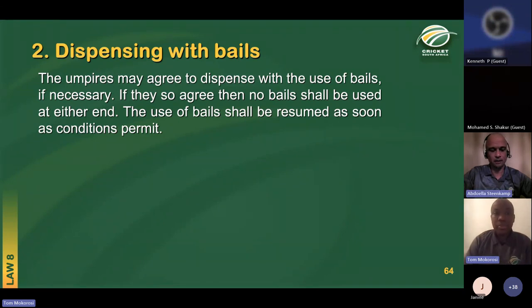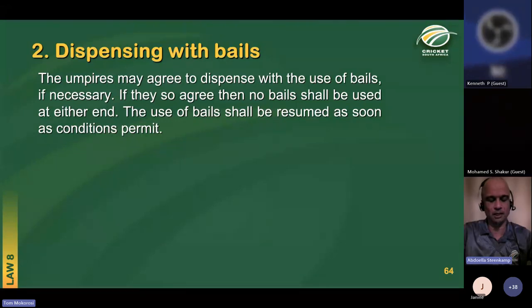So Mohammed, under the dead ball law, if the bails at the striker's end fall off before the striker had opportunity to play at the ball, either umpire can call and signal dead ball at the striker's end. The striker's end umpire is in a better position, but there's nothing stopping the bowler's end umpire. So before the striker had opportunity to play at the ball, if one bail falls off at the striker's end, either umpire can call and signal dead ball.